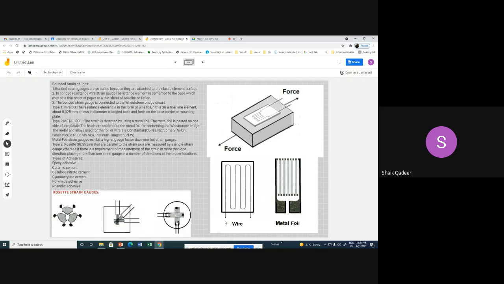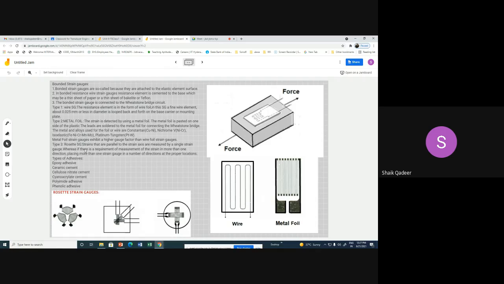As I told you, there are three types of bonded strain gauge: one is wire type, another is metallic foil type, and another is rosette type. In the wire type, a single wire is used in order to sense the applied force. In the metallic foil type, a metal foil is used instead of a thin wire. In all cases the theory is the same. Either wire, metal foil or rosette, all are fixed to a substrate.